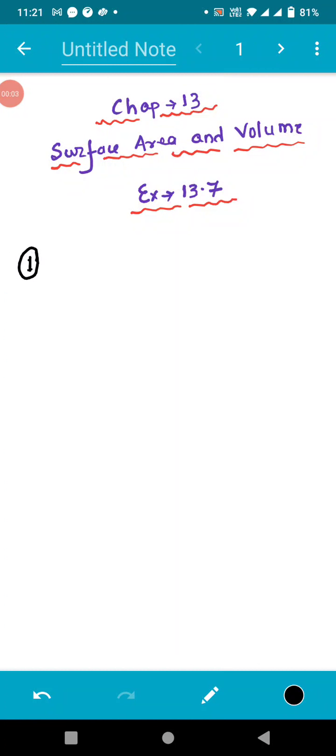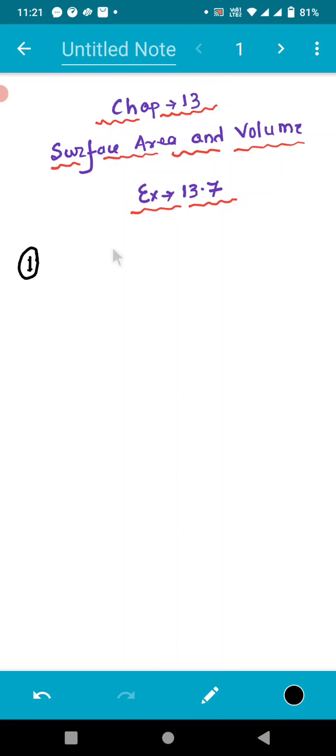Hello students, today I will explain question number 1, 2 and 3 of exercise 13.7, chapter 13, surface area and volume. In question number 1 we have two sums, so I will explain only sum number 1, and sum number 2 is exactly the same as sum number 1. So let us see what we have to find out.